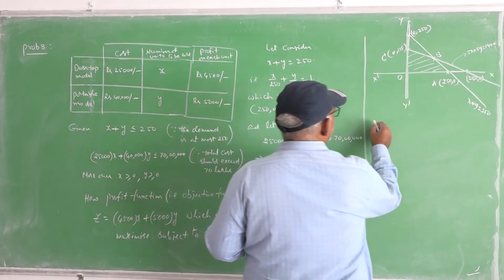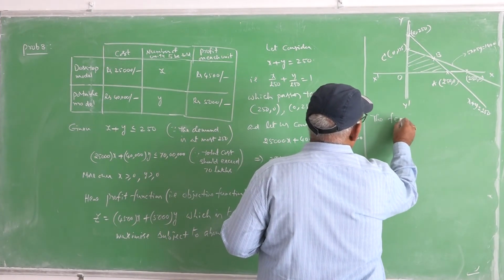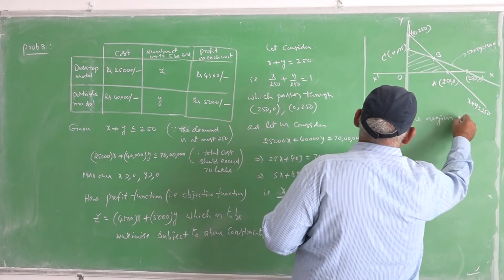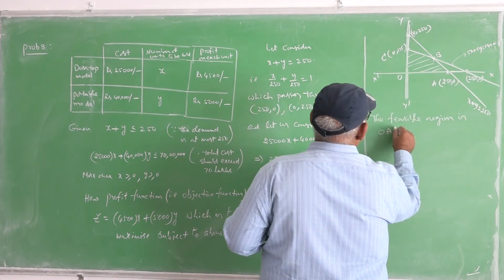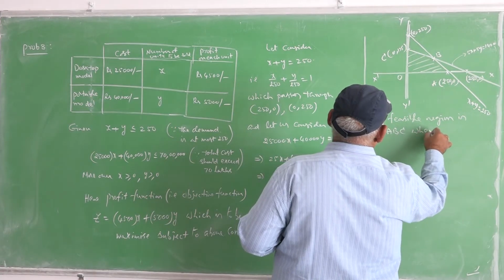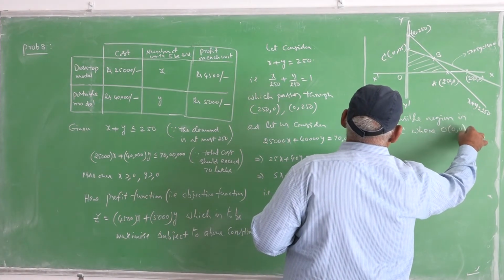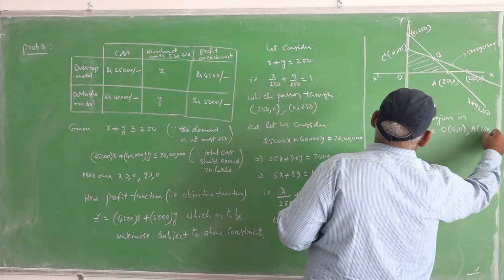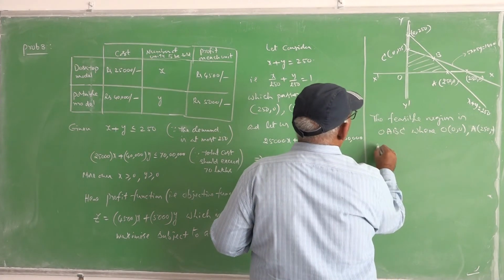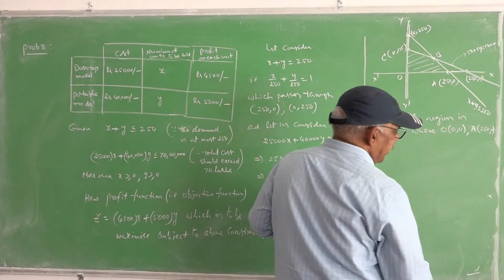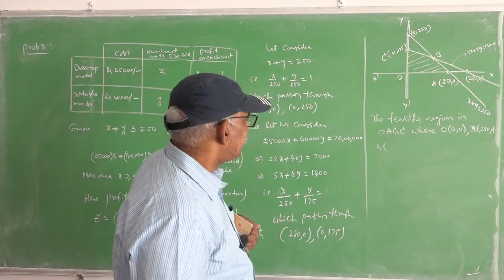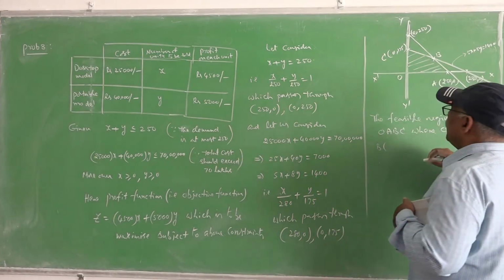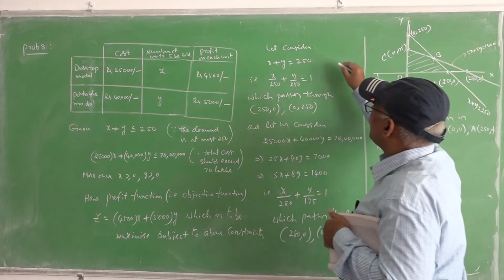The feasible region is OABC, where O is one corner, A is another corner, which is given as 250 comma 0, and B is one more corner. B should be evaluated by solving the lines.